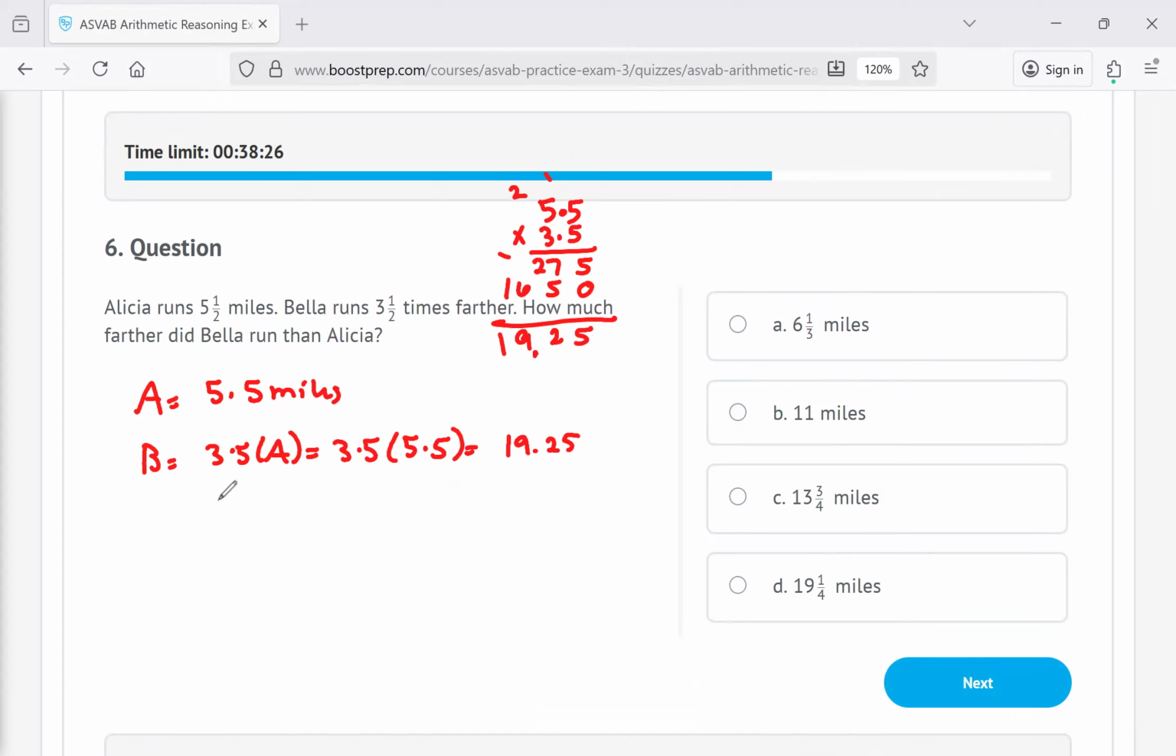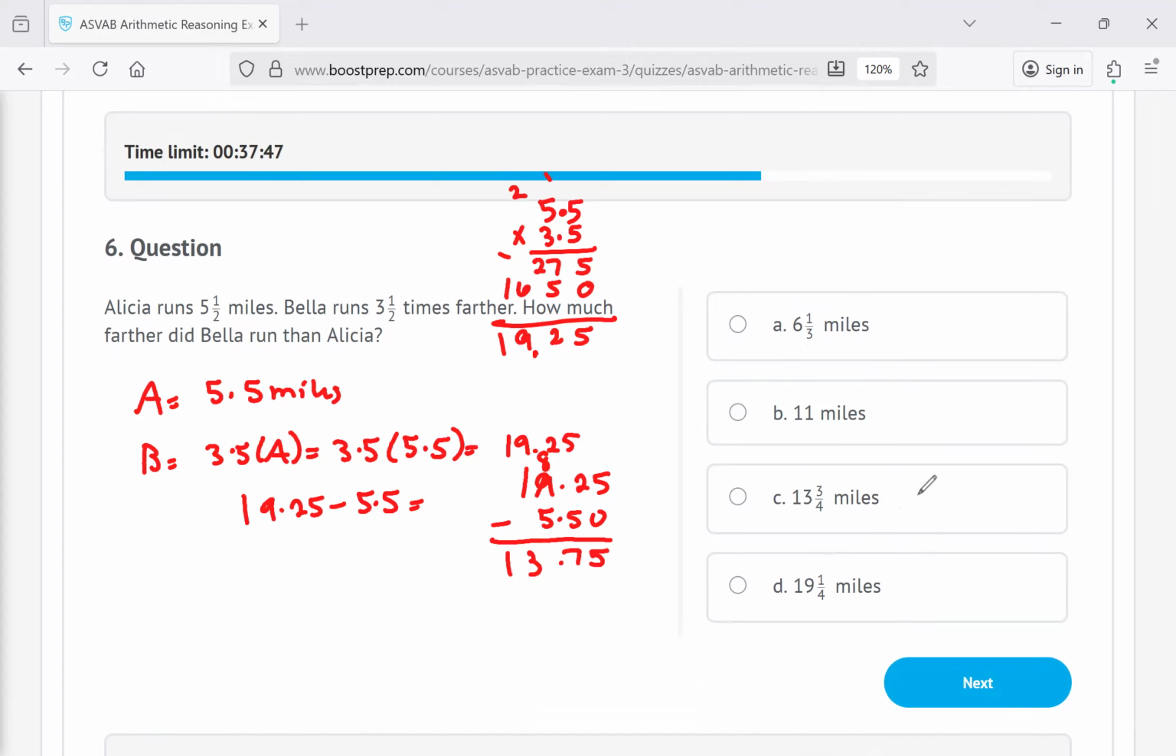Okay, then all we got to do is do simple subtraction. So how much further did Bella run? Bella ran 19.25 minus 5.5, right? That's going to be 19.25 minus 5.50. That's 3.75. So, oh no, 13.75.